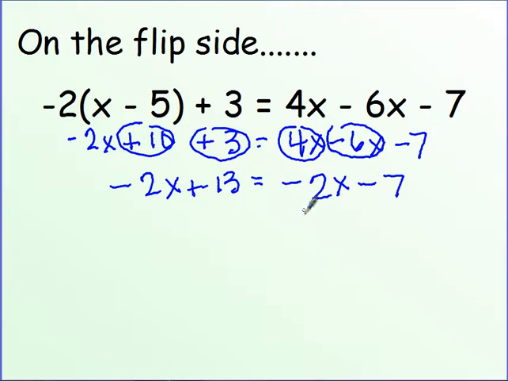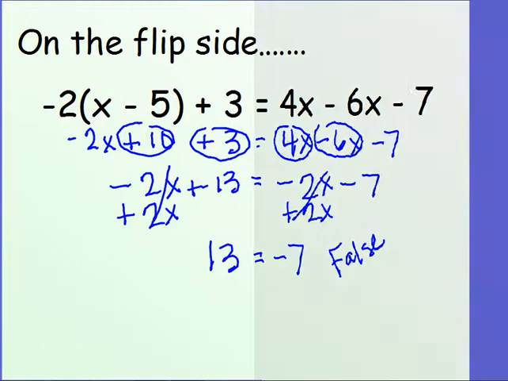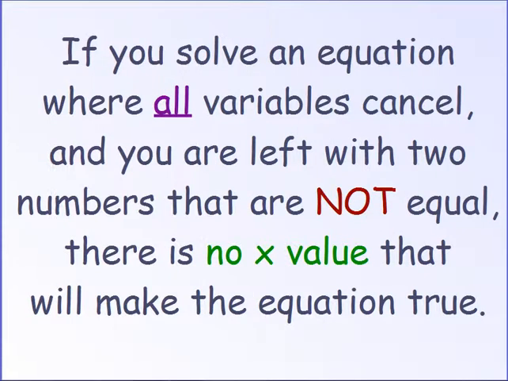When I get all my variables to one side, I'm going to add 2 x's so that these cancel. When I add 2 x's on the left-hand side of my equation, those cancel too. And what I'm left with is 13 equals negative 7. Now this isn't the identity, right? This is not a true statement. My variables still canceled. I have nothing left to solve for, but I do not have the same number on both sides. It is not an identity.